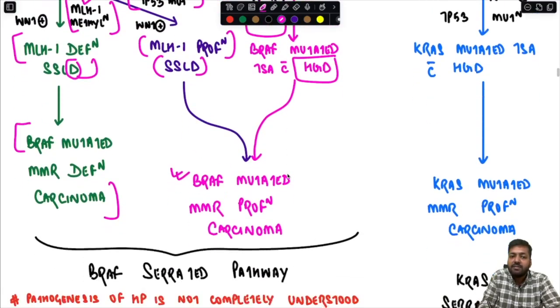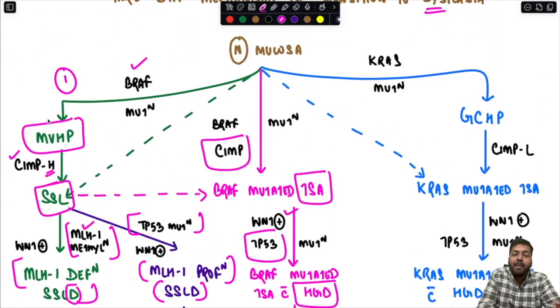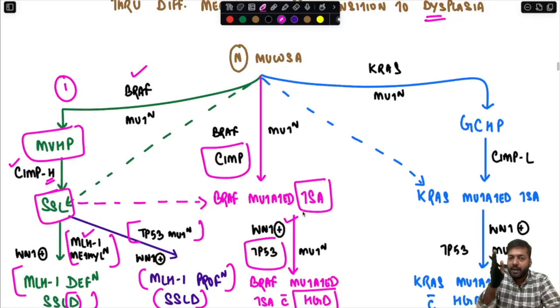Okay. So this is the BRAF serrated pathway, and over here we can see how a microvesicular hyperplastic polyp can arise, how an SSL can arise, how an SSLD can arise, and also how a TSA can arise via the BRAF mutation. So this is the basic pathogenesis of the BRAF serrated pathway.